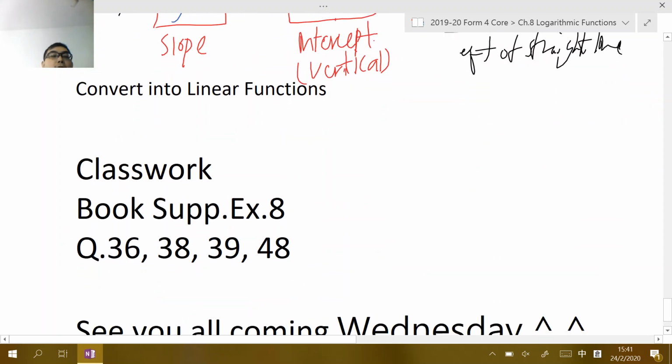So in these four classwork questions, the first three are very simple application problems. Don't worry, because we have already given you all the formulas. What you need to do is just apply the formulas and then solve the problem. The last one, question 48, is a challenging question. This question involves an example like question 47. Try to do that today or tomorrow.